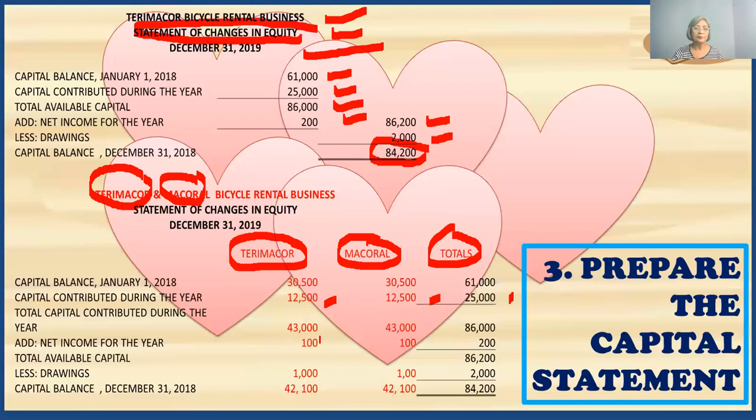So, we have the total, add natin yung net income for the year. That will be, this is the total available capital plus net income for the year. This is the net capital minus drawings. This is the ending balance of the capital. So, pareho lang ng presentation. Ito lang, maraming owners, pero same computation. Ito, sole proprietorship. Ito ay partnership.